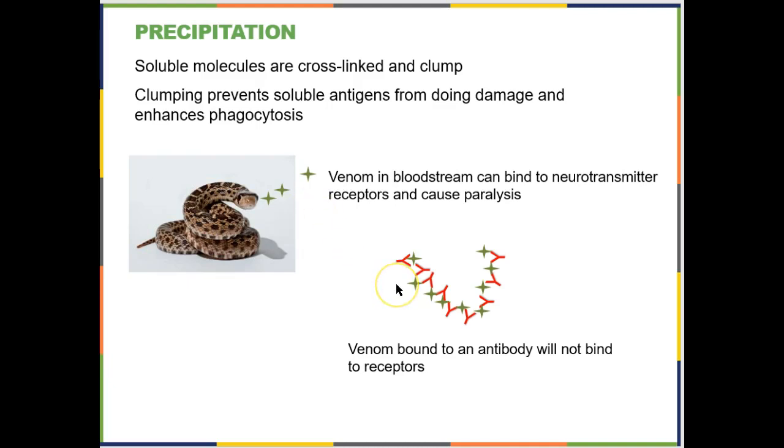Then what your antibodies do is bind to the small chemical and cross-link it and cause it to clump and fall out of solution, or precipitate. So again, two important things have happened here.